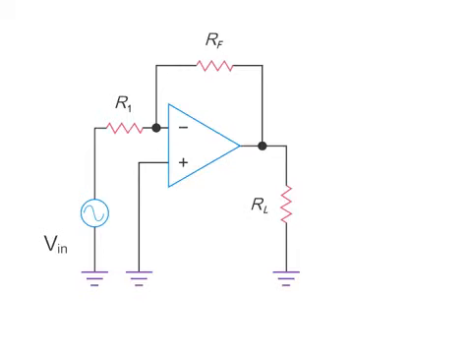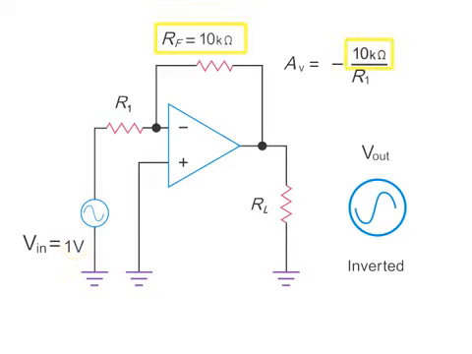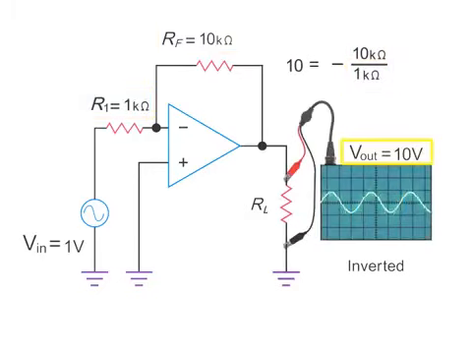However, the inverted circuit runs its signal through the negative input to produce an output signal that is inverted from the original input. The equation for calculating this process is negative RF divided by R1. Therefore, an input of 1 volt with a feedback resistor value, RF, of 10 kiloohms divided by an R1 value of 1 kiloohm will yield a 10-volt output signal that is exactly inverted from the original input wave.